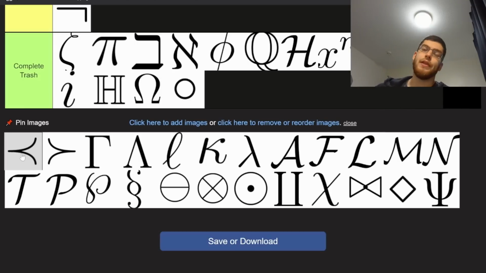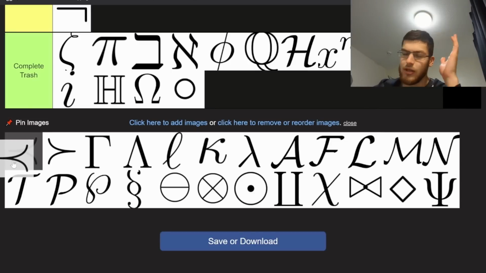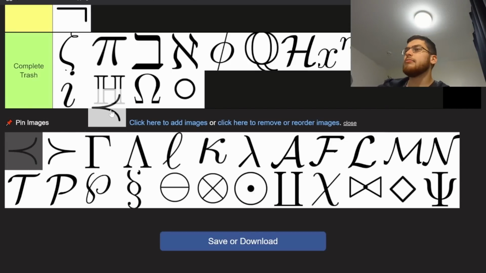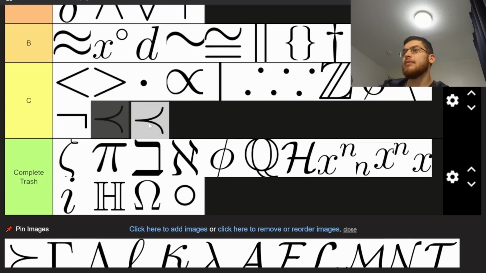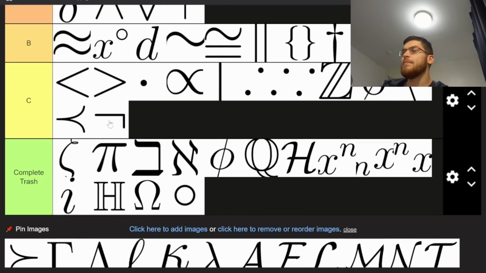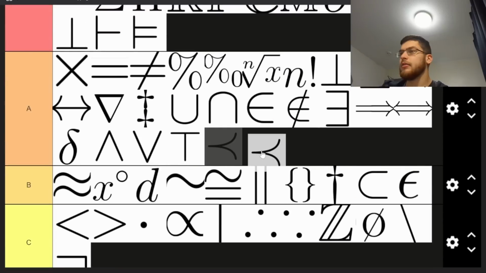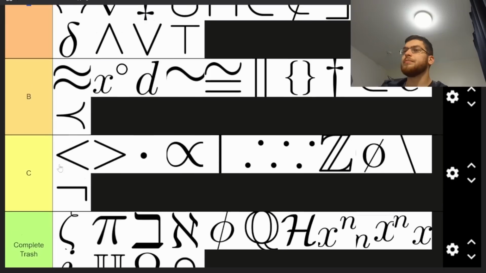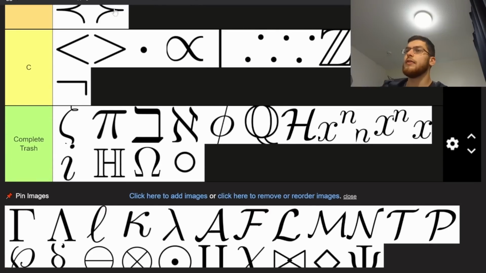It's a variation of the less than symbol, and it means kind of a variation of less than. It's like an order, but it's not necessarily less than. You know, it's like the order of this is less than the order of this, but it's not necessarily less than. It's hard to explain, but yeah, higher than C tier. It's got to be in B tier. Yeah, B tier. Okay. Same with this one. Actually, no, A tier. A tier. All right.